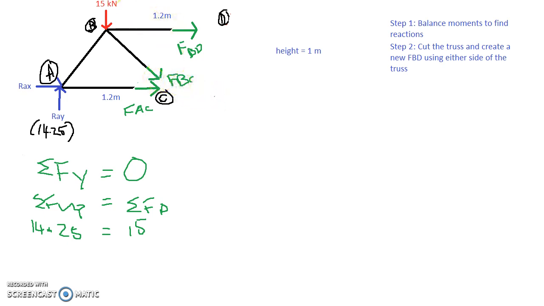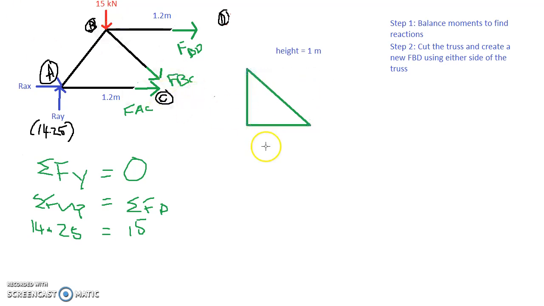Now we're going to have to do a little bit of trigonometry here. If we look at this triangle that FBC is working in, these are the components we're going to have to look at, the vertical component and the horizontal component. FBC is acting in that direction. So let's pull that out here. We're going to have to find out what that angle is. Now I know that this distance here in this triangle is going to be 0.6. This distance here is 1. The height of this truss was 1 meter, remember?